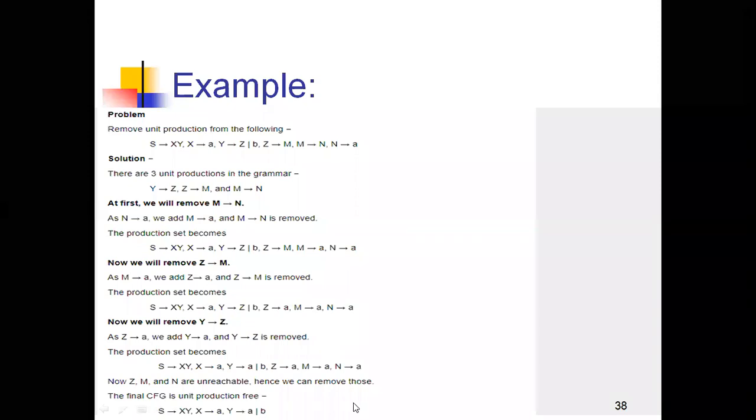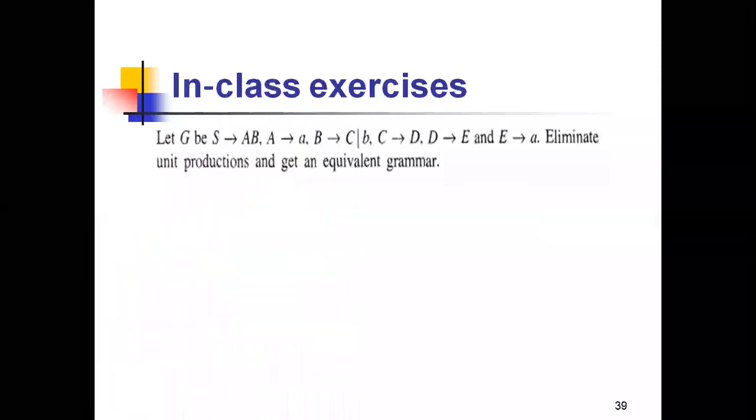I think you all understand the two ways of eliminating, reducing, or simplifying the context-free grammar. One is by removing null productions, that is epsilon productions, and the second one is by removing the unit productions. And please make a note of this example.